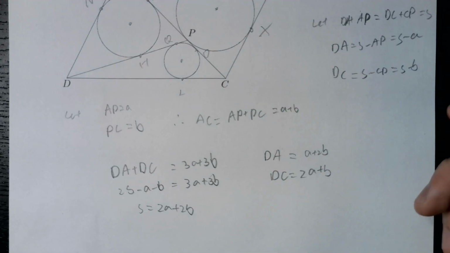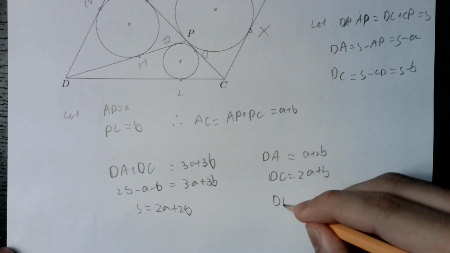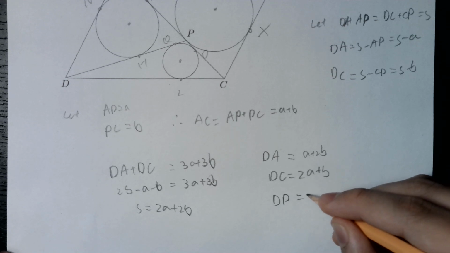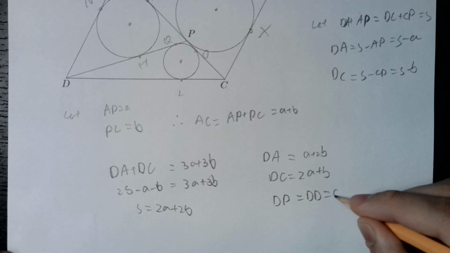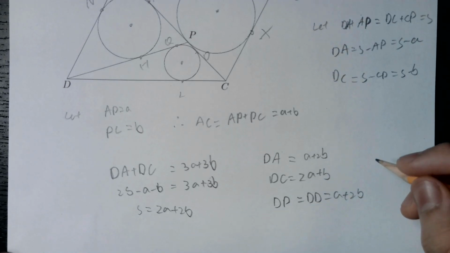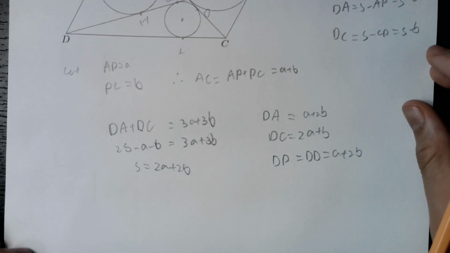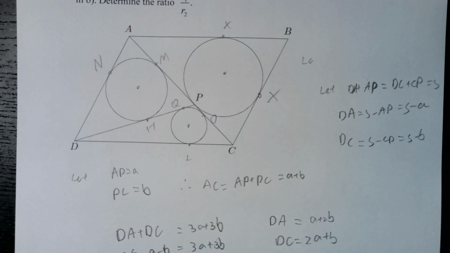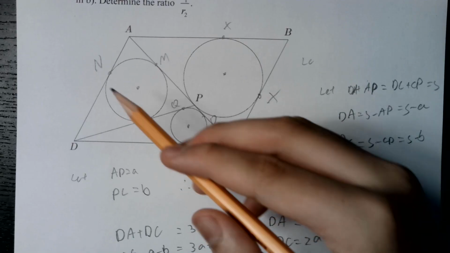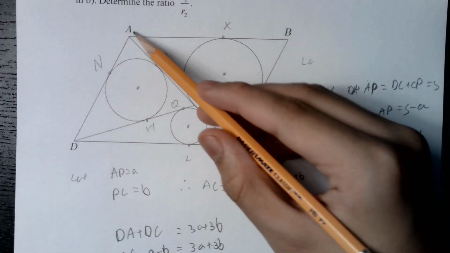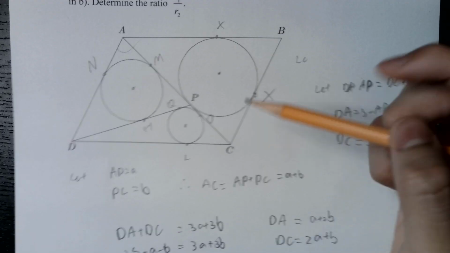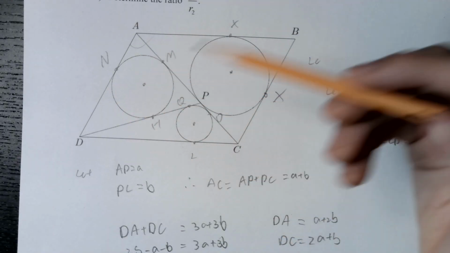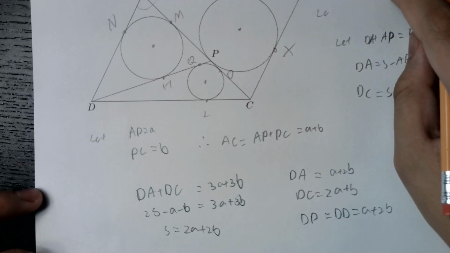So now that we have that here, we can see here that DP is going to be equal to DA, which is going to be equal to A plus 2B as well. Now the reason why we're going to do this is because we're going to look at cosine angle DAP and cosine angle DAC. So DAP would be this angle, and DAC, which is also going to be this angle, and we're going to compare them using cosine law.